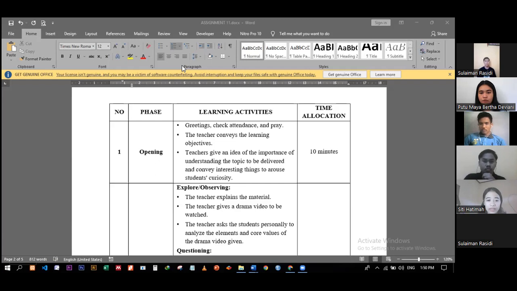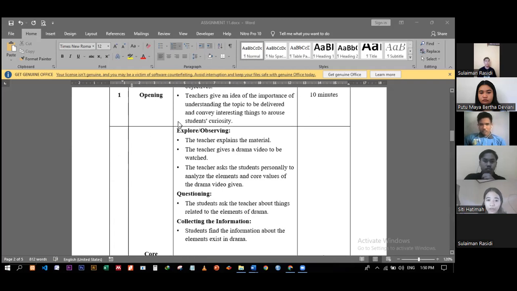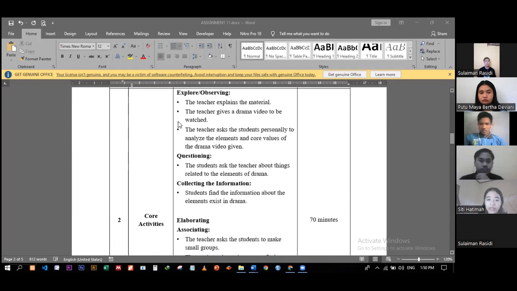Next, the core activity can be divided into 5 parts. The first is exploring or observing. Here, the teacher explains the material about drama, and then the teacher gives a drama video to be watched by the students. And then thirdly, the teacher asks the students personally to analyze the elements and the core values of the drama given.